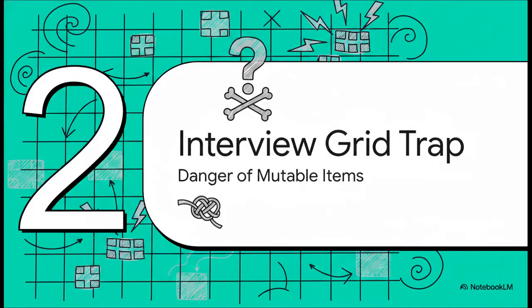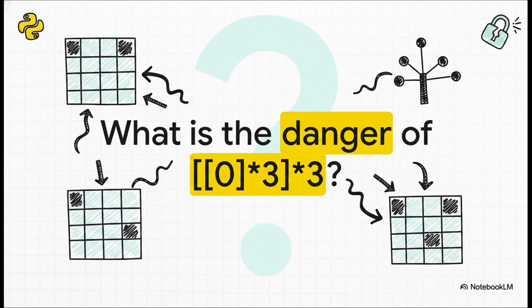Which brings us to Section 2, the Python interview grid trap. All right, put your interview hats on for this one. Take a really close look at this short snippet. We've got a list containing a 0, multiplied by 3, and all of that is nested inside another list and multiplied by 3. Now, at first glance, this looks like the perfect, elegant way to create a 3 by 3 matrix of zeros, right? So, what could possibly be the danger here?